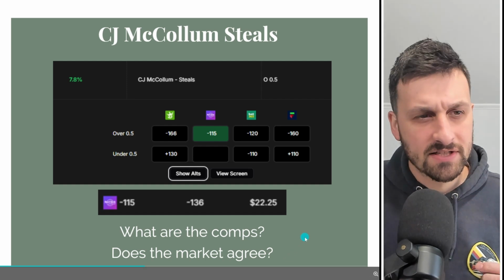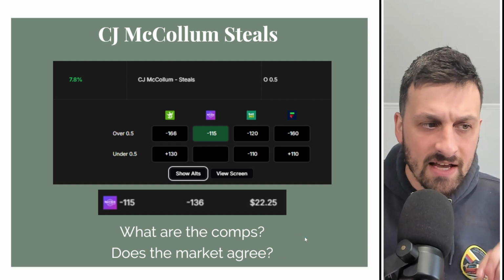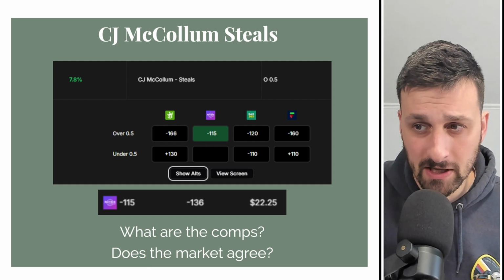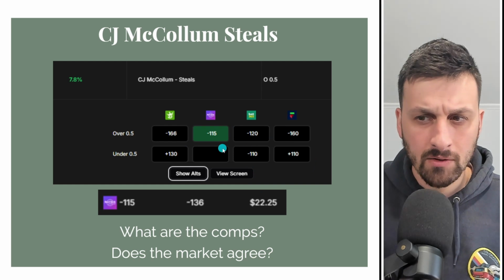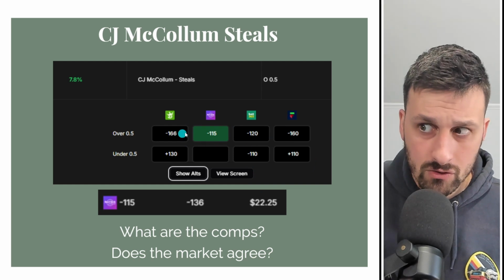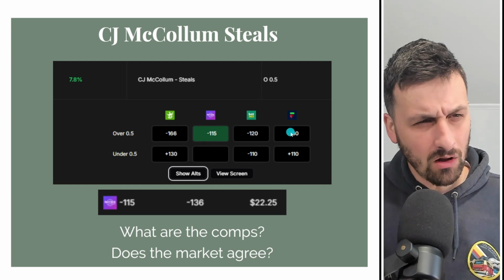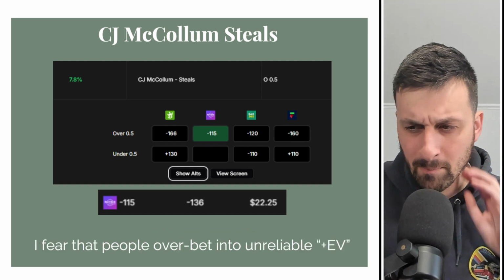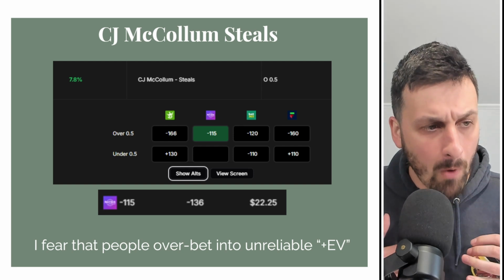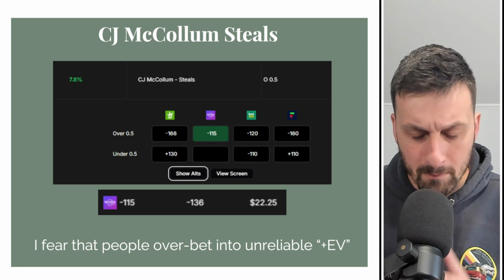Well, in this instance, one thing that sticks out to me is that the market is very slim. There are only 3 other books available, one of which basically matches Hard Rock. The other 2, DraftKings and Fliff, well, are we sure that DraftKings and Fliff are books that we want to comp? I fear that people overbet into unreliable plus EV.